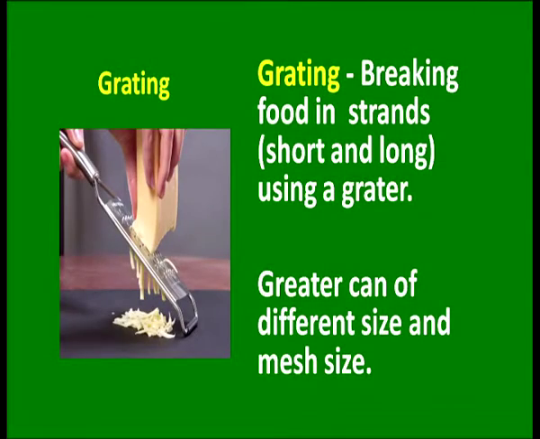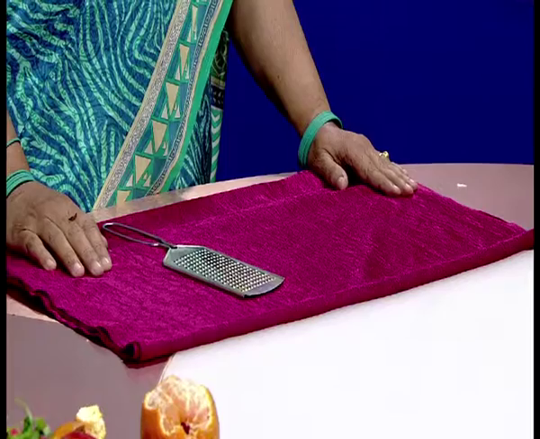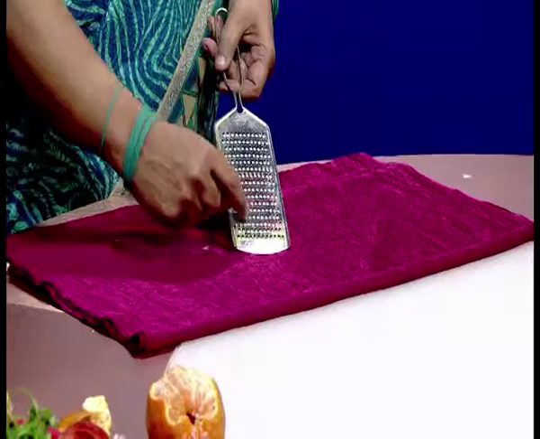Now we will talk about the grating. Sometimes grating is required when you are making the raita, you are making the halwa, or you are grating the cheese over the pizza. So there are various kinds of graters available in the market with different size and different mesh size. Mesh size means the size of the hole.